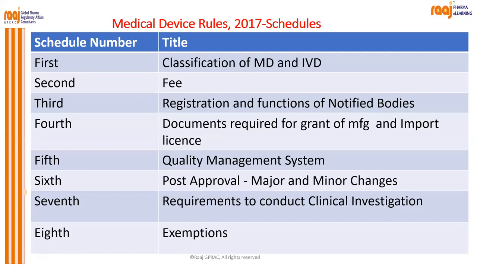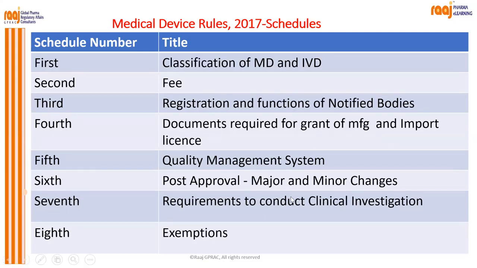Then there are different schedules, from the first schedule to the eighth. As per the first schedule, classification of MD and IVD is given. As per the second schedule, fees is given. Third, registration and functions of notified bodies. Fourth, documents required for grant of manufacturing and import license. And as per the fifth schedule, the quality management system you have to follow. That is a mandatory requirement as per ISO 13485:2016.